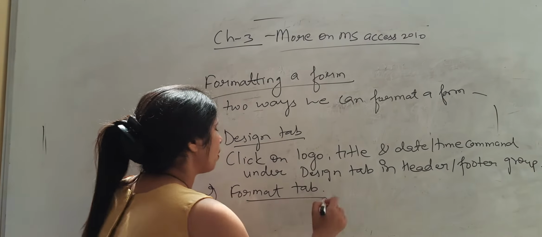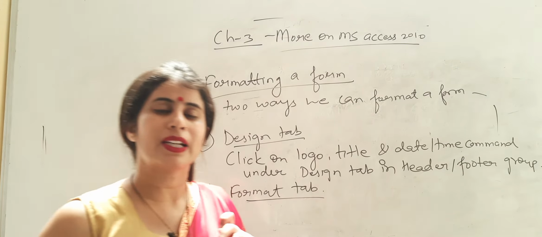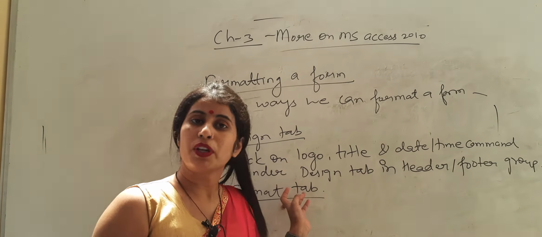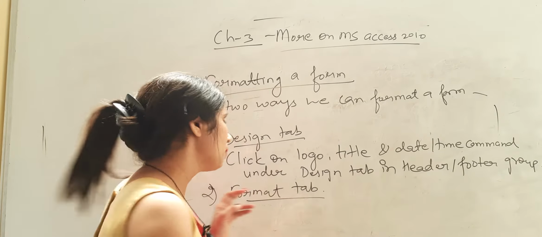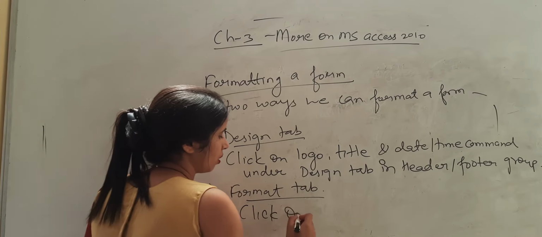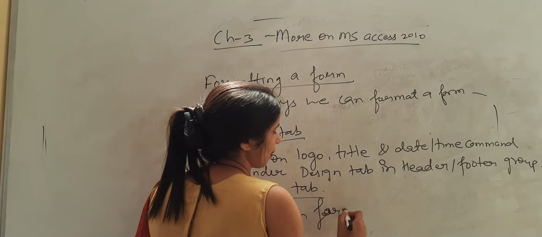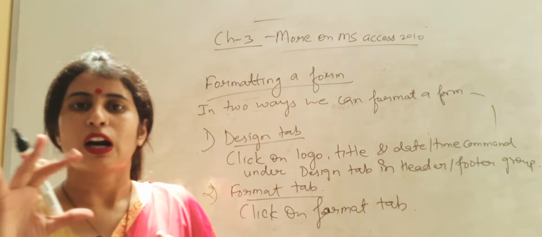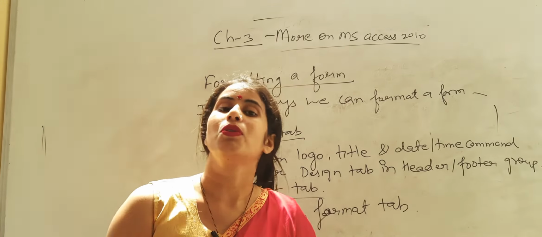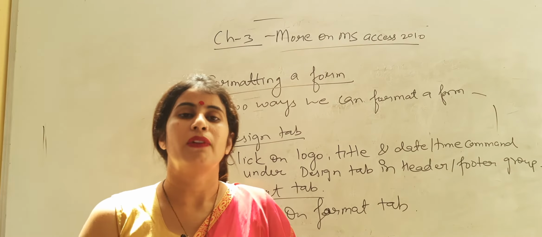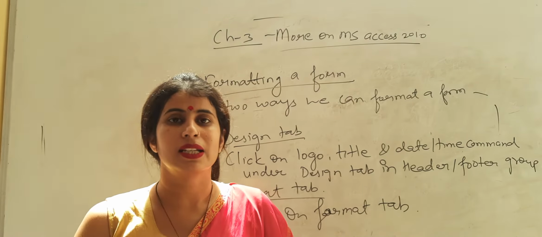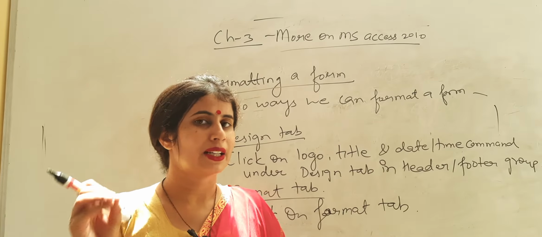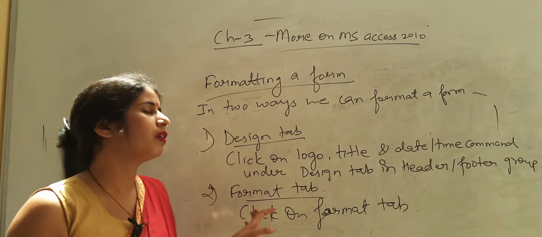The next is format tab. If we are using the format tab, then how are we able to format our form? So if I am going to format with the help of format tab, here I have to click on format tab. Then the options will be there and I am able to edit the font color, font size, background image, the alignment of the labels. All this editing I am able to do with the help of format tab.